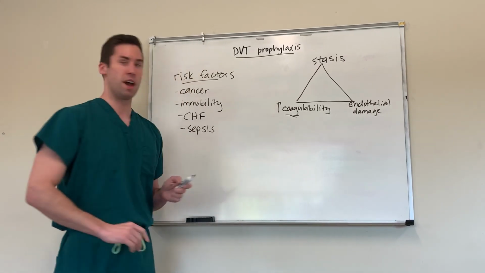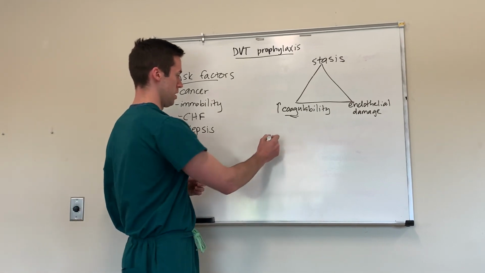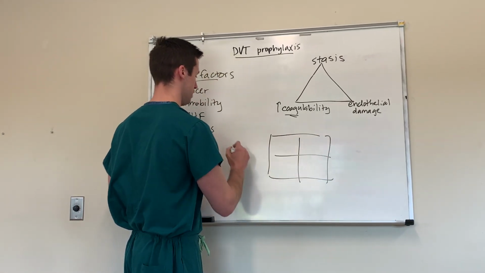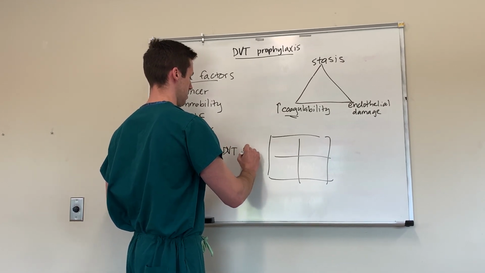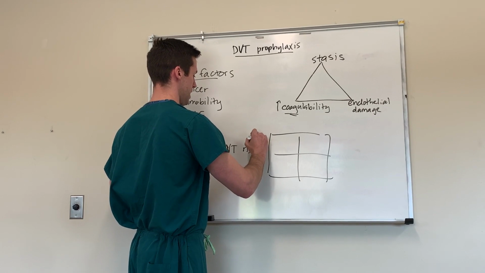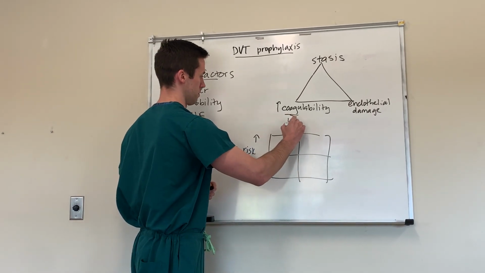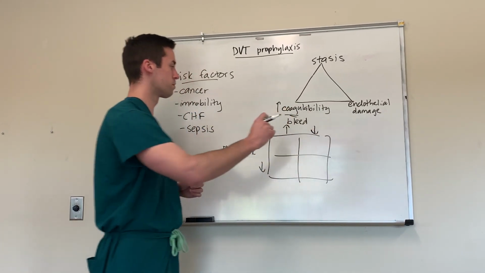Okay, so now is the most important part, which is the decision tree. So is someone high risk of blood clot? So let's put DVT over here, and this is high and this is low. And then we'll put bleeding risk up here, and this will be high, and this will be low.